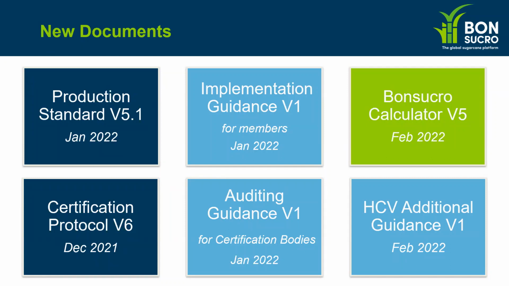In February, we will launch the Bonsucro calculator version 5. And then the certification protocol version 6 was published in December 2021. That's the document that sets the rules for auditing: the parameters and processes that the auditors need to follow to audit against the Bonsucro standards, and a guidance for auditing as well. So that's for the auditors, how to assess each one of those indicators.